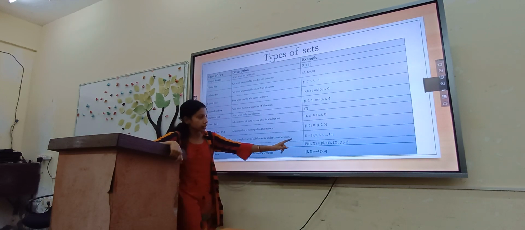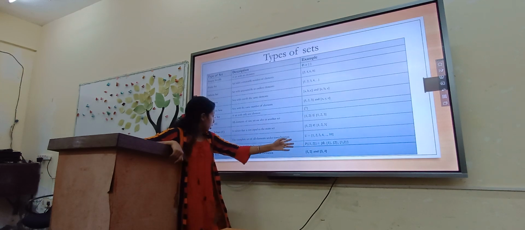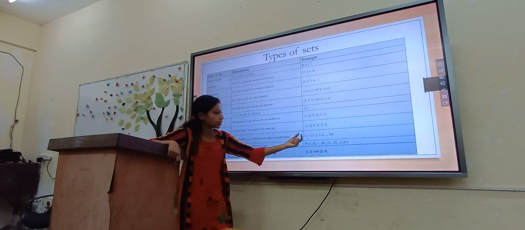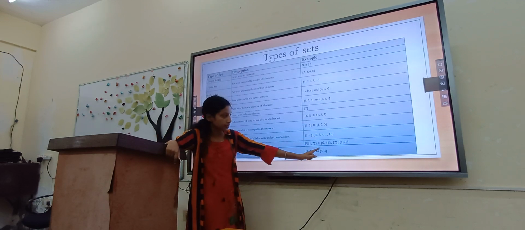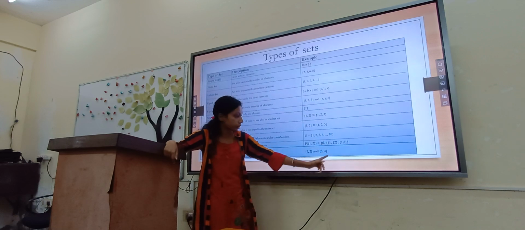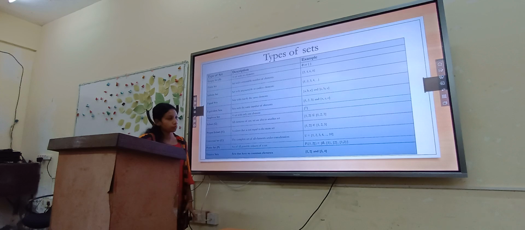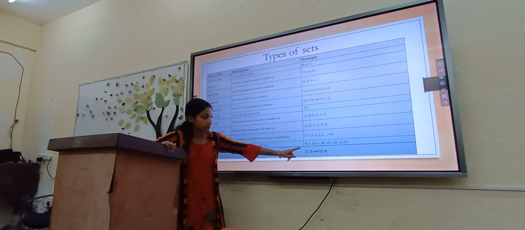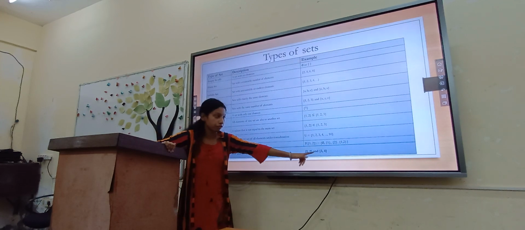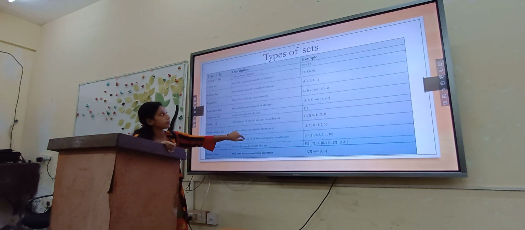Like the set B, its elements are 1, 2. Then the possible subsets are the null set, only 1, only 2, then 1, 2 together. Then disjoint sets have no common elements. The first set is 1, 2, then the second set is 3, 4. They have no common elements, so those are disjoint sets.